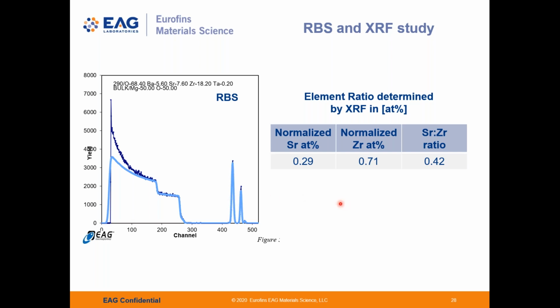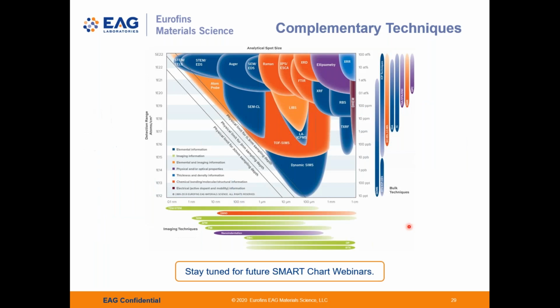As the strontium and zirconium cannot be mass resolved by RBS, wavelength dispersive XRF is used to determine the elemental ratio of these 2 elements. The information about the strontium-zirconium ratio is incorporated into the RBS model, and the total composition of the structure, including all of the elements present in the film, is determined. These are just the most common complementary techniques done in combination with RBS to achieve composition analysis.